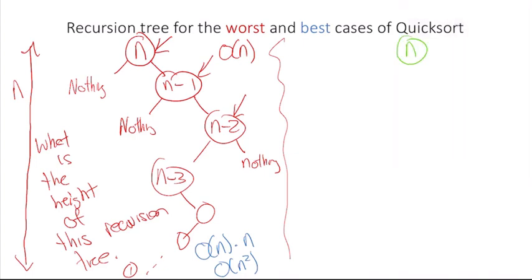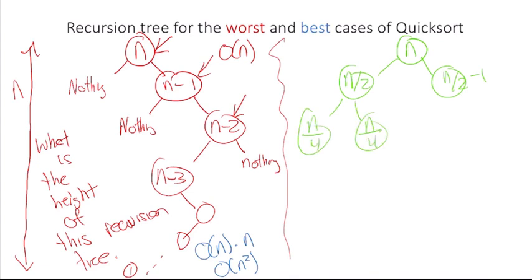Well, in the best case, we're always going to pick the median element. So maybe we have n over 2 elements this way, and n over 2 elements this way, minus 1 because we removed the pivot from it. And then same thing here, n over 4 elements, n over 4 elements, and I'm not going to worry about the minus 1s here just so I don't have to carry them through everywhere. N over 4, n over 4, all the way down to where we get 1 element everywhere in the leaves of the tree.